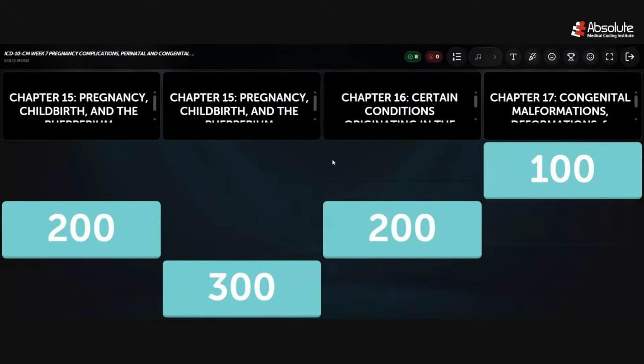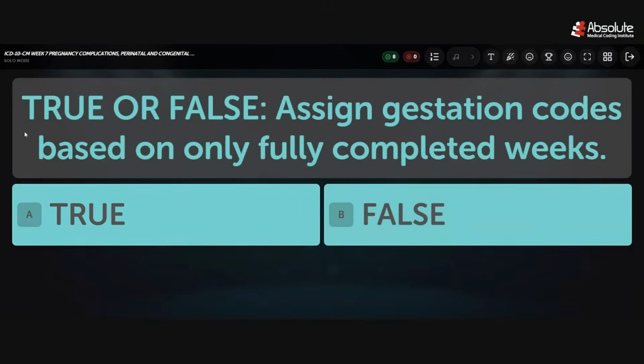All right, let's close out this section of chapter 15, pregnancy, childbirth, and the puerperium. True or false, assign gestation codes based on only fully completed weeks. So an example of this would be if someone is 11 and a half weeks, are we coding 11 weeks? Or is it false? Are we going to code 12 weeks? What do we think? True or false?